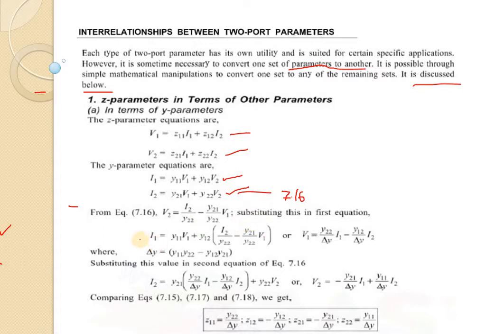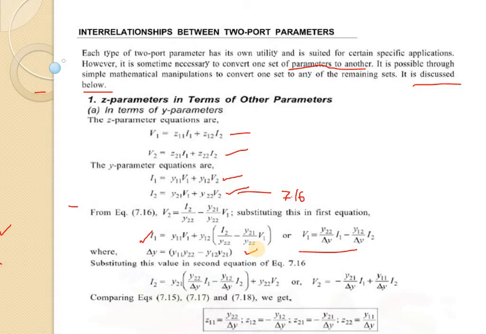Now, we will put this value of V2 in equation 1 of Y parameters. So, we write I1 equals Y11 V1 plus Y12, and in place of V2 we put this relation. And we have got that V1 equals Y22 by del Y into I1 minus Y12 divided by del Y into I2, where del Y equals Y11 into Y22 minus Y12 into Y21.